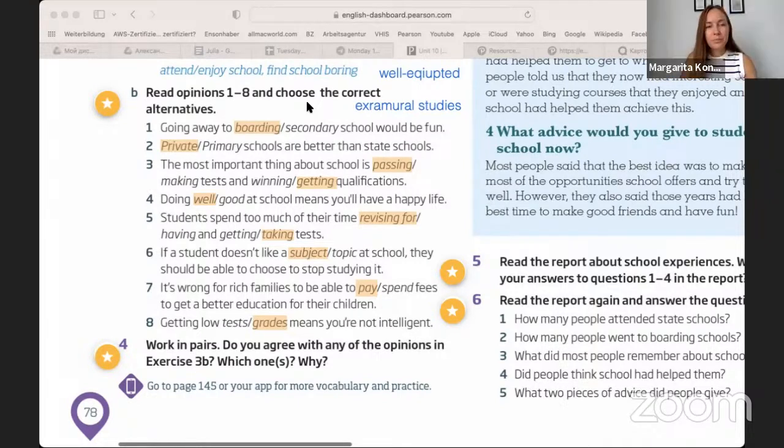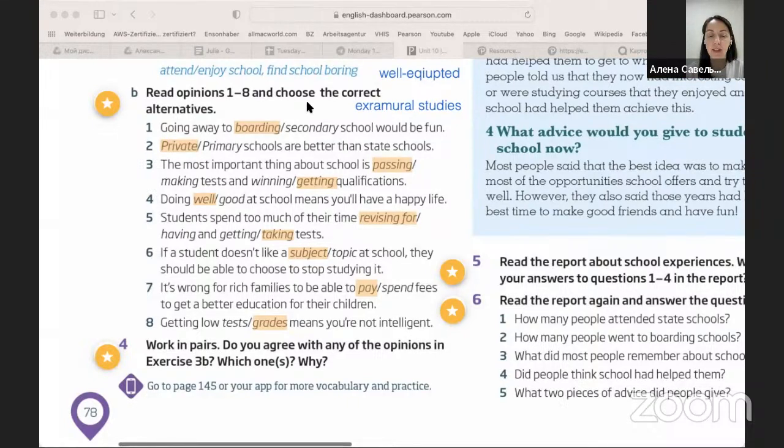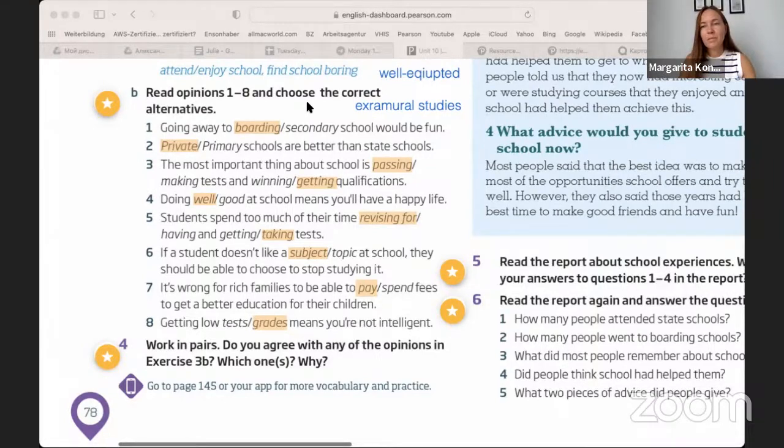Alon, number 7. It's wrong for rich families to be able to pay fees to get a better education for their children. So what they mean is that rich families pay for good schools, for good universities, and poor families don't have a chance to do that.